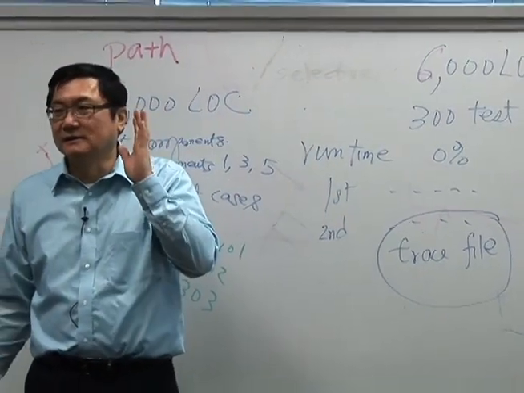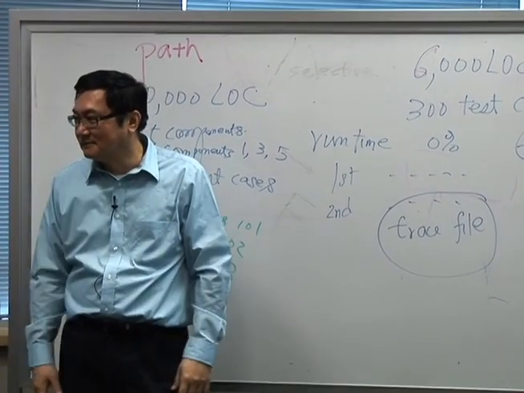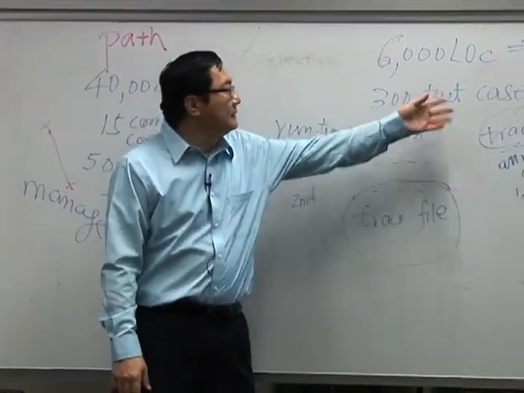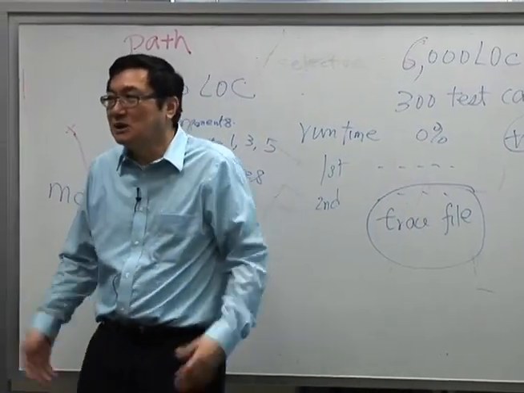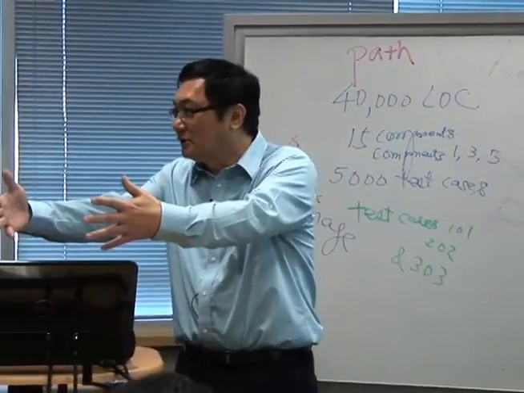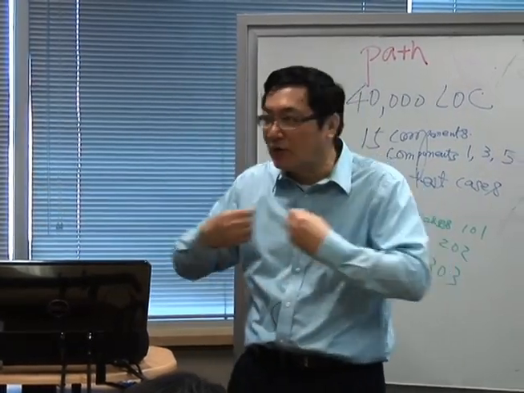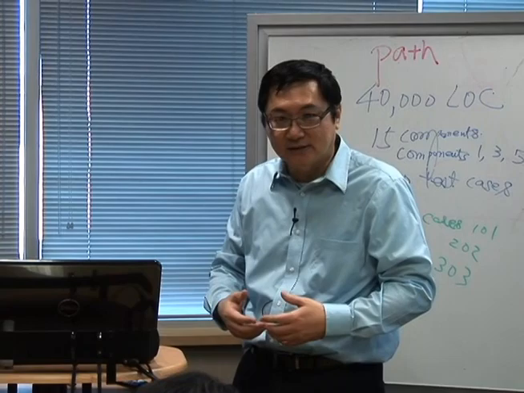You have 6,000 lines of code. Suppose each statement is an attribute, so you have 6,000 attributes and 300 test cases. You need to know how the program is executed with respect to the first execution, how it is executed with respect to the second execution, and so on. What kind of data structure will you recommend? Vector? Almost there. Say it again. Yeah, related to vector.